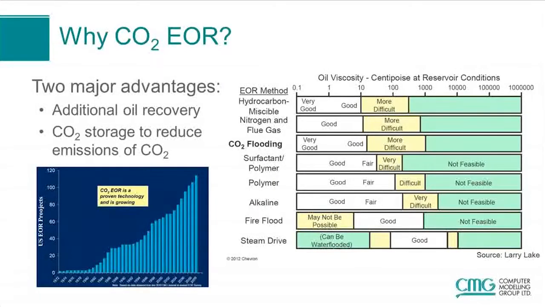There are different EOR methods like hydrocarbon miscible injection, nitrogen and flue gas injection, surfactant or polymer injection, alkaline flooding, fire flood, and steam drive. These methods can be applied to specific reservoirs with specific fluid properties. Carbon dioxide flooding, as a proven technology, has gained a lot of attention in recent years, due to two major advantages: the additional oil recovery by injection of carbon dioxide, and also the potential to store carbon dioxide in order to reduce the emission of greenhouse gases.